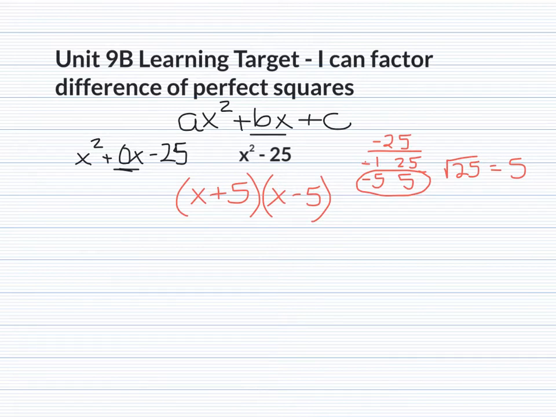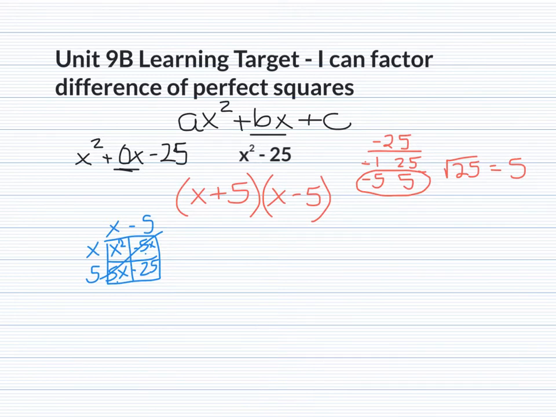If we look at what this multiplies into in the array, x and 5, x and negative 5, we've got x squared, minus 5x, 5x, and negative 25. So again, that 5x and negative 5x go away. Those cancel each other out, and we're left with x squared minus 25.